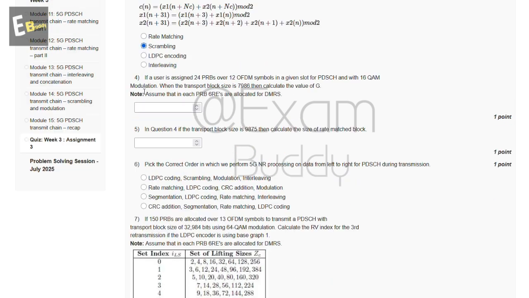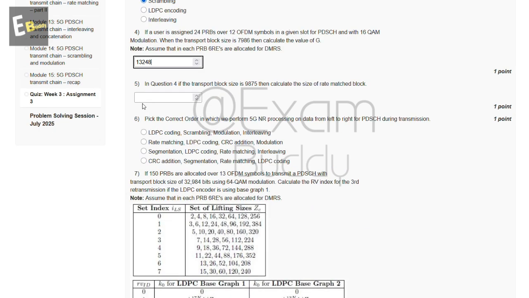Now the fourth question is: if a user is assigned 24 PRBs over 12 OFDM symbols in a given slot for PDSCH with 16 QAM modulation, when the transport block size is 7986, then calculate the value of G. Note, assume that in each PRB 6 REs are allocated for DMRS. So the answer of our fourth question is 13248. Now the fifth question is: in question four, if the transport block size is 9875, then calculate the size of the rate matched block. So the answer of the fifth question is 13248, same as the fourth question.